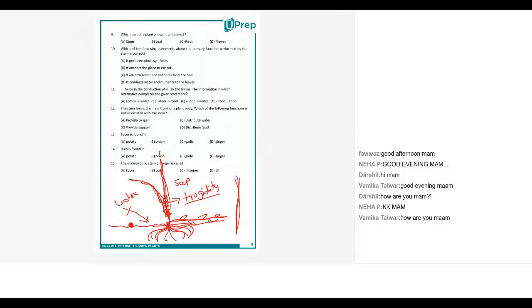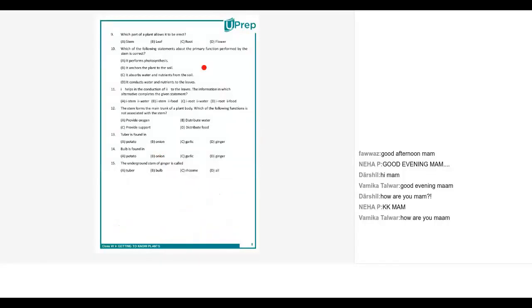Okay. So one more question, Vamika. So here the answer is stem. The stem allows it to be erect. Question number 10. Okay, ma'am, even I have to do question number 10 also. Yeah. Okay. Which of the following statements about the primary function performed by the stem is correct?